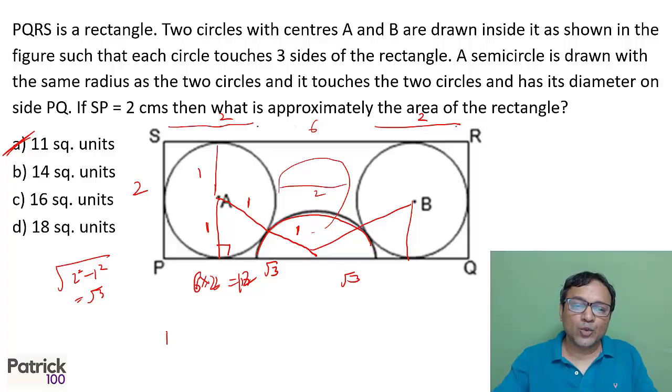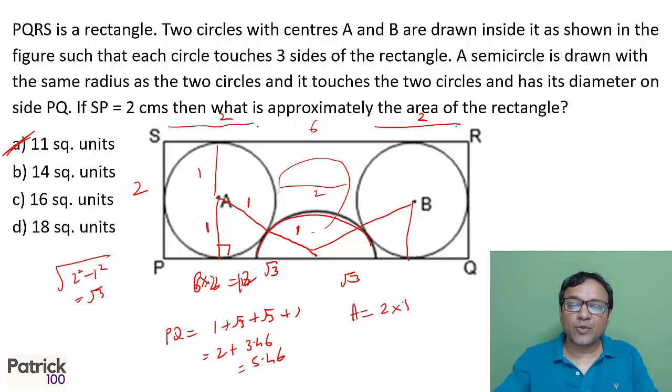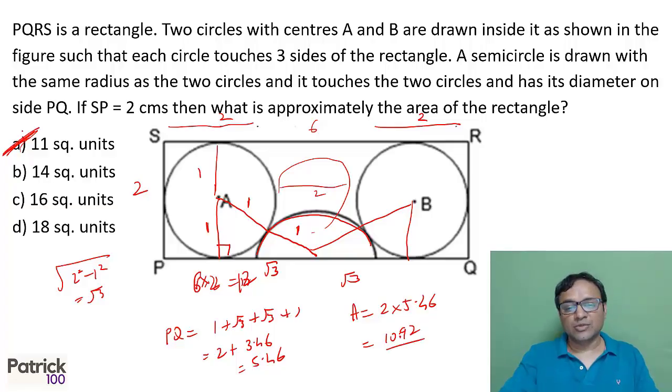So total PQ is nothing but 1 plus root 3 plus root 3 plus 1, which is 2 plus 2 root 3. Root 3 is 1.73, so 3.46, giving 5.46. So the area of the rectangle is nothing but 2 into 5.46. If you look at it, it becomes almost 10.92, slightly more than that, but around 10.92. The closest answer is 11, A option. You can mark the answer.